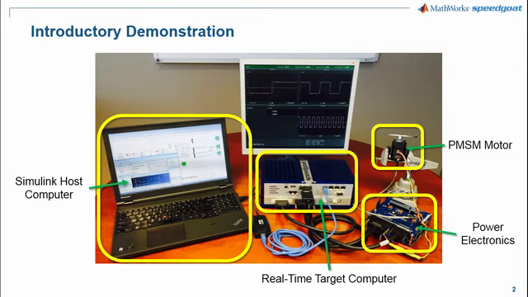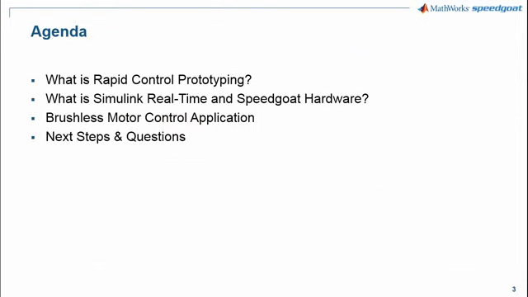Now that you have that picture in your mind, let's go over the agenda. During the course of today's presentation, we'll look at these main topics. First, we'll briefly talk about what rapid control prototyping is. Then, we'll look at Simulink Real-Time running on Speedgoat hardware and how it permits you to test your algorithms in real time. Third, we'll look at a specific example in which we use Simulink Real-Time with Speedgoat hardware to interface our algorithm to brushless motor hardware. And then finally, we'll wrap up with the next steps you can take to try this technology out and to answer any questions that you might have.